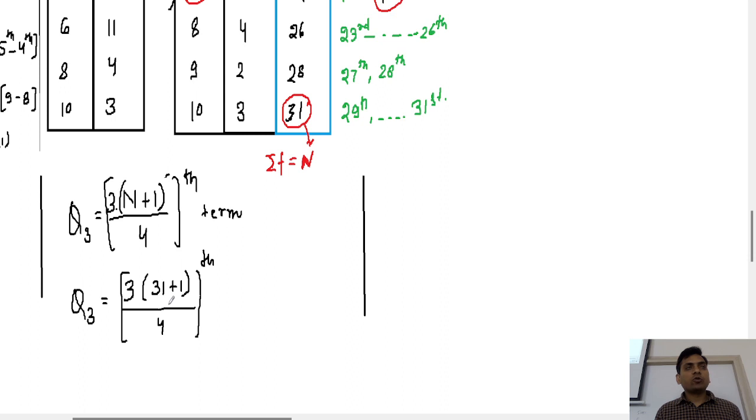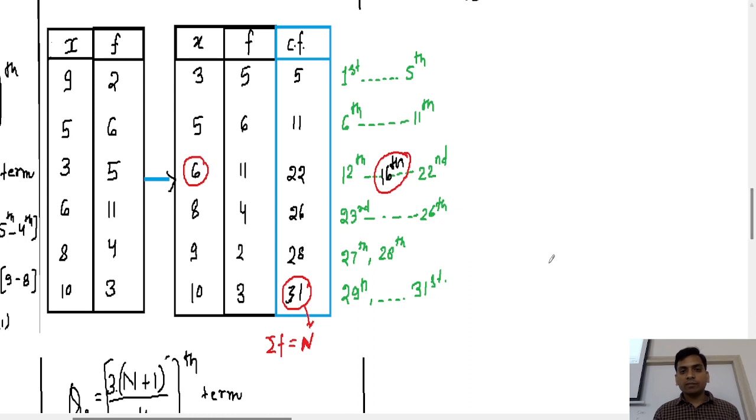So this is 32. 32 times 3 is 96. 96 upon 4 is 24. So this is the 24th term. Clear? Now we will search the location of the 24th term.